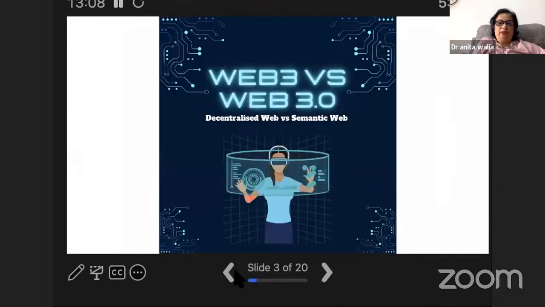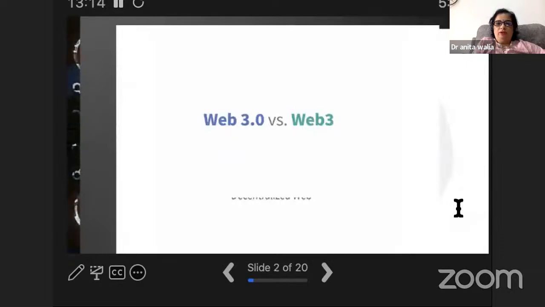So when we say Web3, this Web3 is totally talking about the technology, not about a version of the technology or a version of the evolution of the web. So this should not be mixed up. Web3 is an umbrella term which consists of all the blockchain-based technology, which includes decentralization, which we are going to talk about today in this session, cryptocurrencies, decentralized finance, non-fungible tokens (NFTs), and decentralized autonomous organizations.